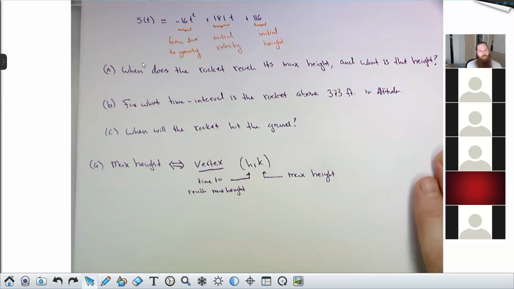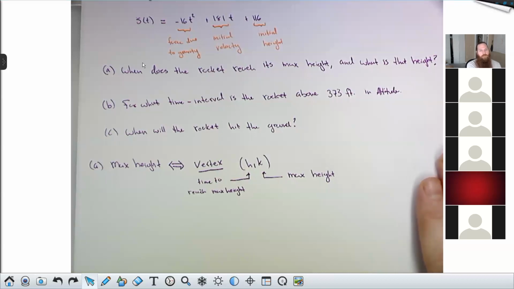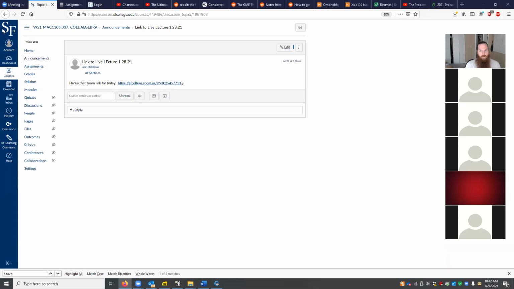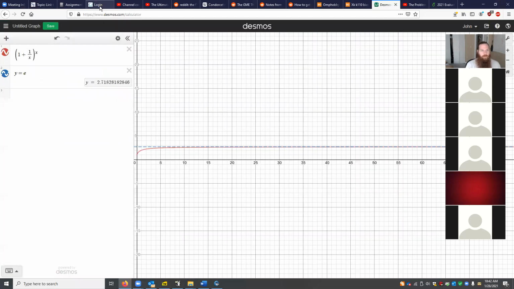So I need to find both of those numbers, and I can't guess at them. So the graph gives me a reasonable guess, but I want to know exactly what are those numbers. And the graph isn't going to give me those exactly. If you want, you can use a better graphing utility like Desmos. I encourage you guys to play around with Desmos. It's pretty dope.